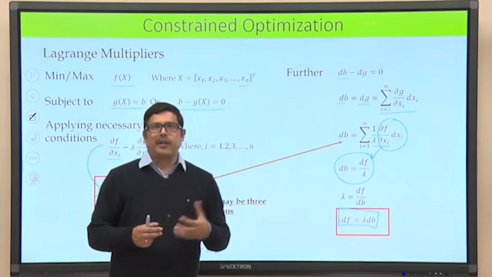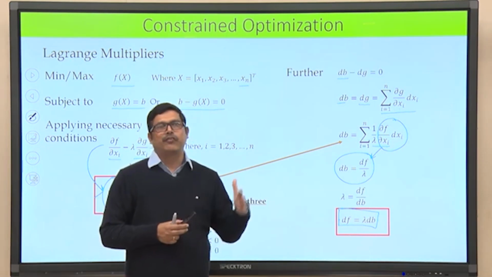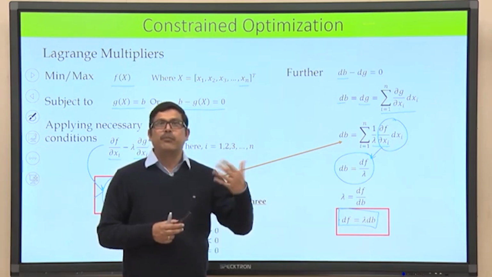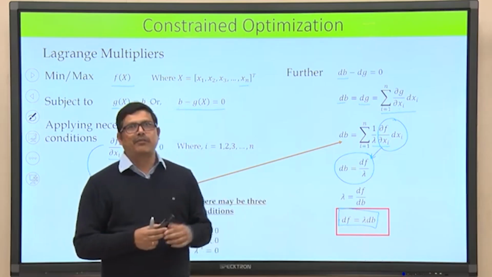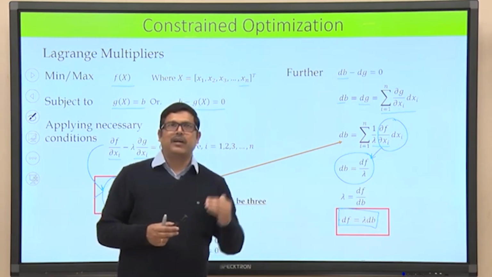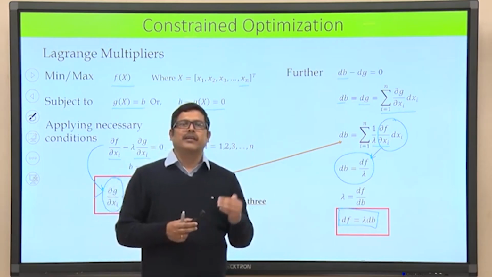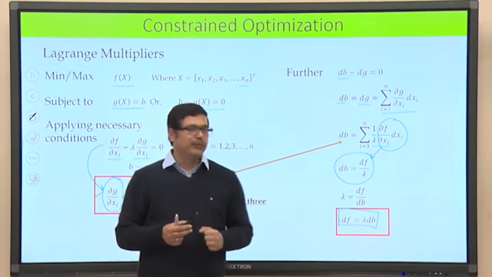If lambda is positive and you are relaxing that constraint, then the objective function value will not improve, basically it will increase. So, in case of a minimization problem, if lambda is positive and you are tightening the constraint, there will be a marginal improvement in the objective function value.